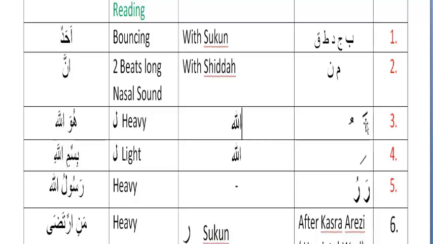Number 3. If fatha or dhamma, that means zabar and pesh, comes before the letter lam, then lam will be heavy. So if zabar or pesh comes just before the word Allah, that is, the letter before the word has fatha or dhamma, then the letter will be heavy or thick. Did you get the point?